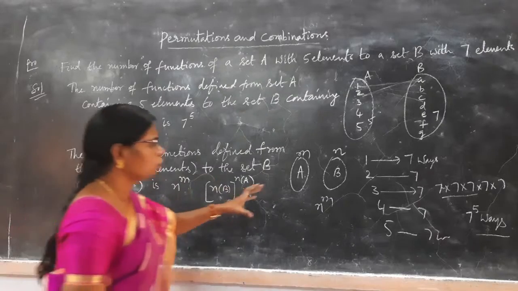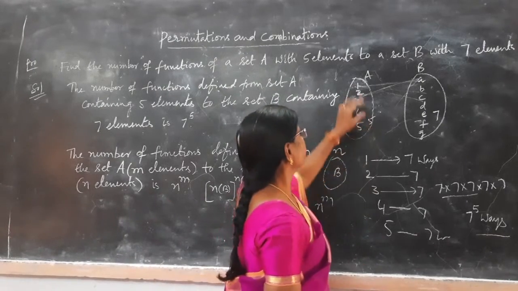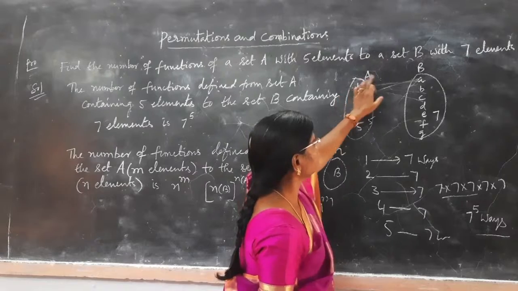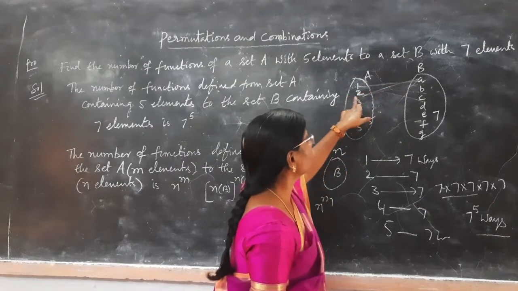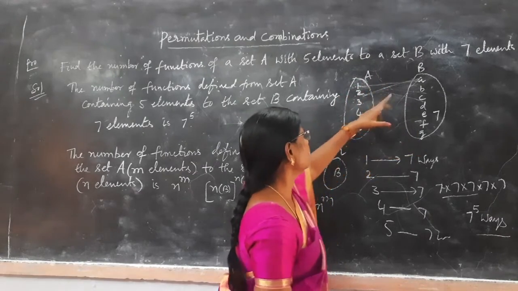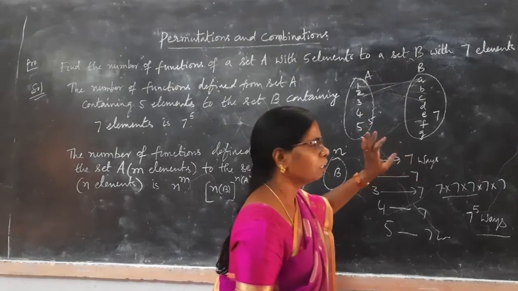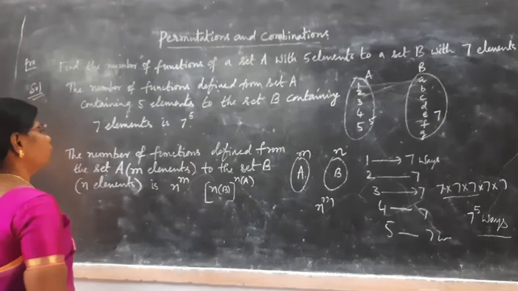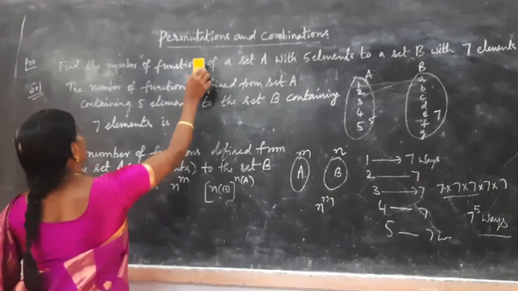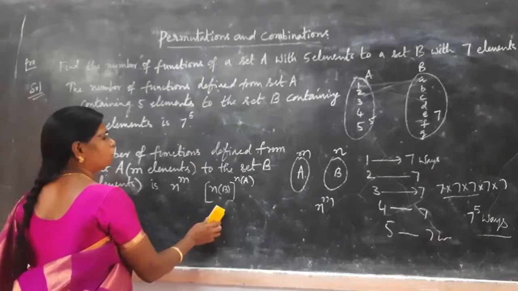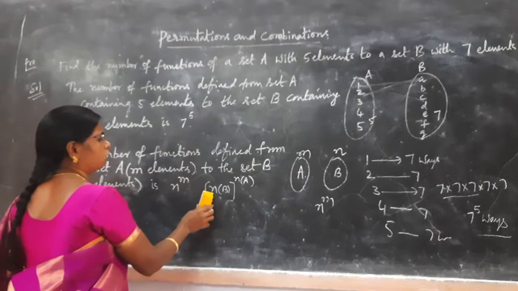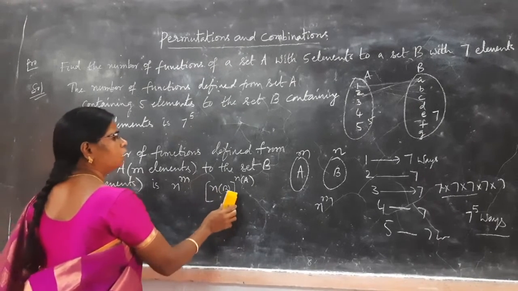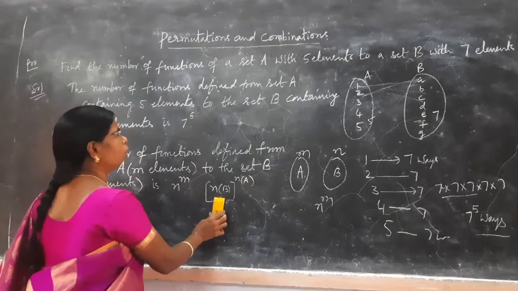See here, don't get confused. In how many ways can 1 be mapped? 7 ways. 2 again 7 ways. 3 again 7 ways. Okay, this is the concept here. Now, instead of this, I change the problem. Okay, you have to remember this concept: number of B whole power number of A. This is the number of functions.